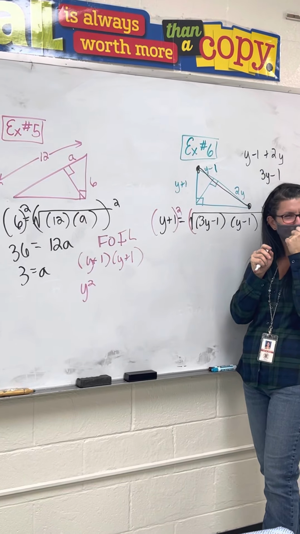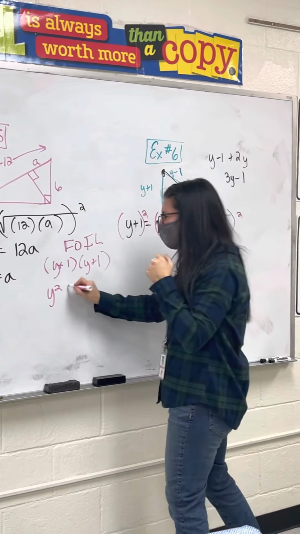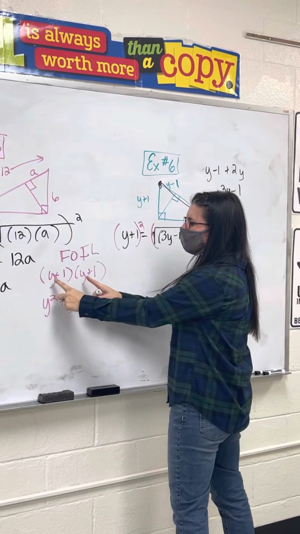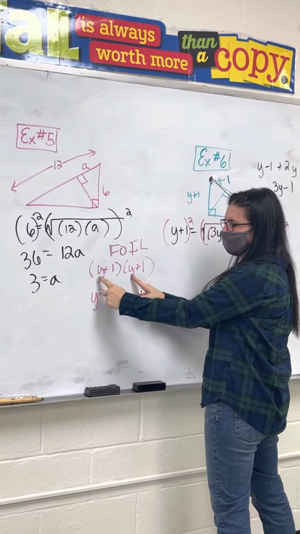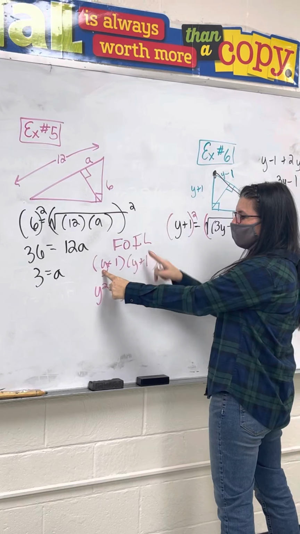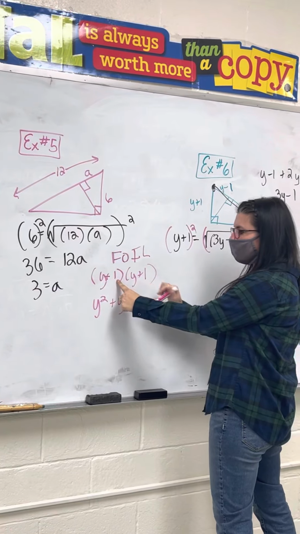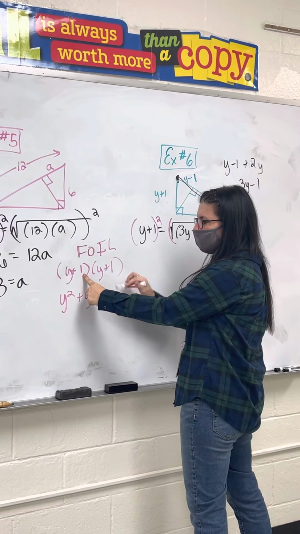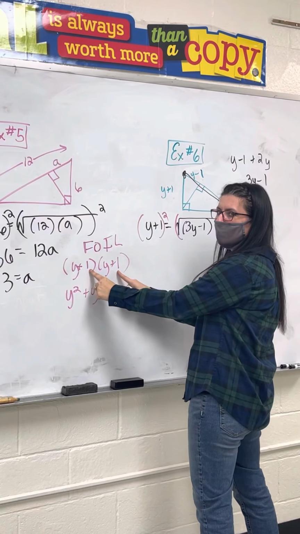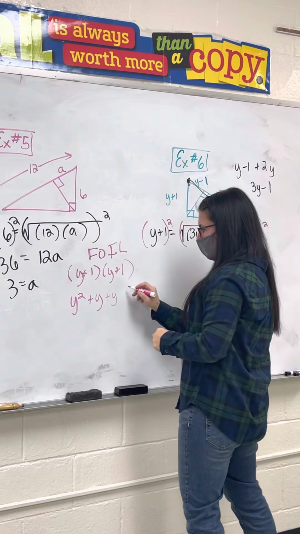Did I hear 1? Y. Good. I think I misheard you. So my first was y times y squared. My outers, y times 1 is y. My inners, 1 times y is y. And my last, 1 times 1 is 1.